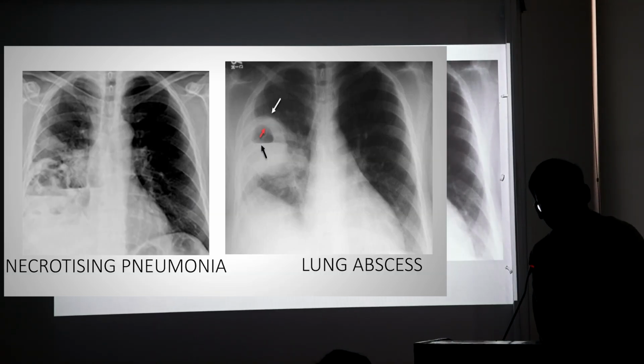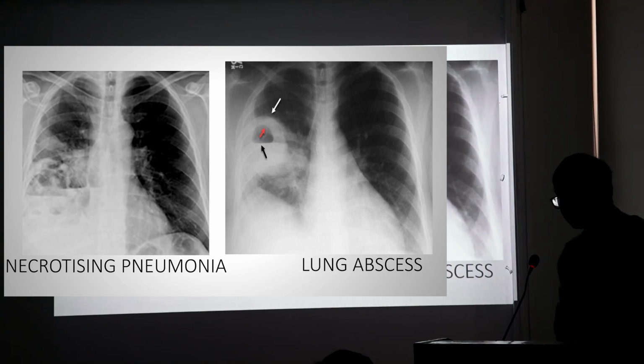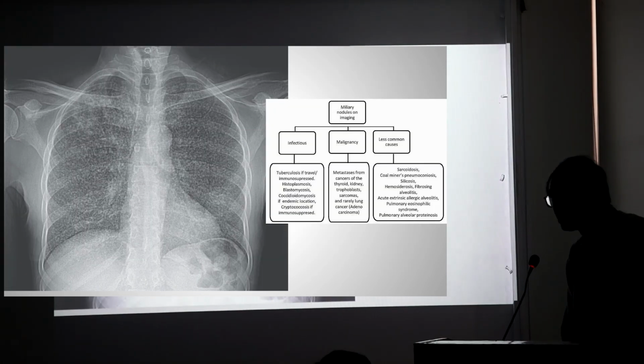On the left side, what is going on in the right lower zone? It's a huge pneumonia which is undergoing necrosis. So this is necrotizing pneumonia. And on the right side, there is an air fluid level. There's a big patch of pneumonia which is undergoing necrosis, and now there is an air fluid level. So this is lung abscess.